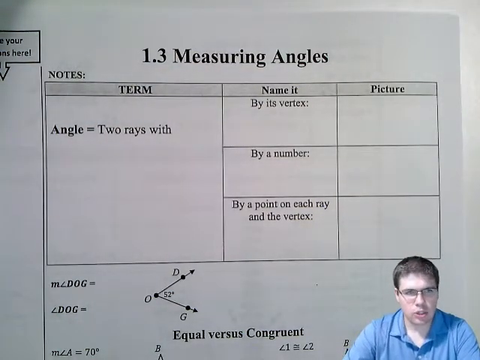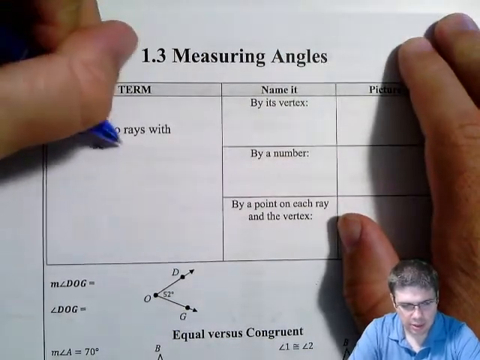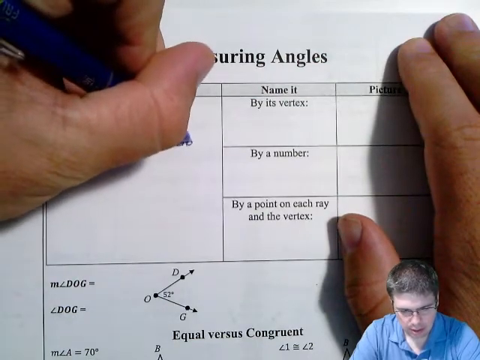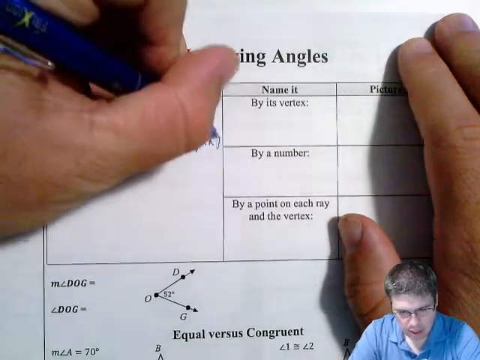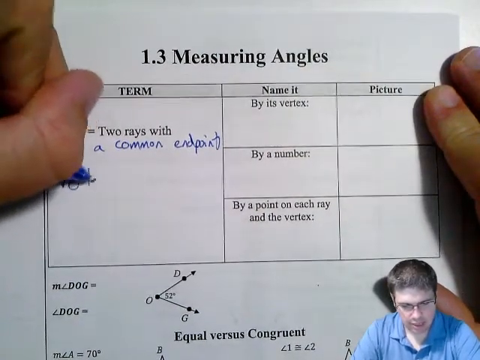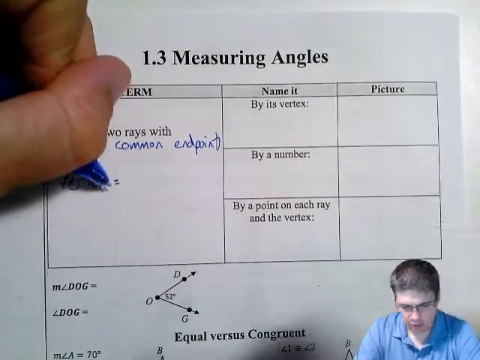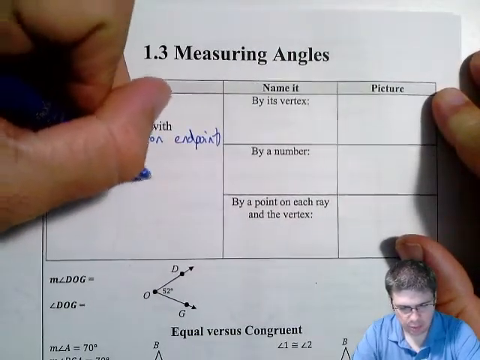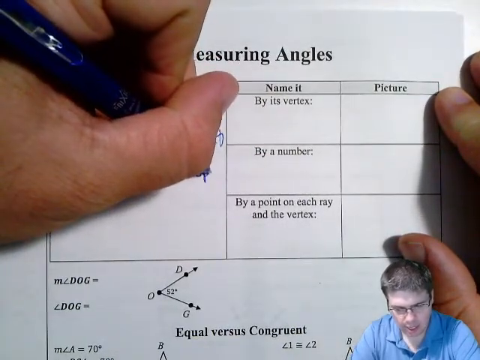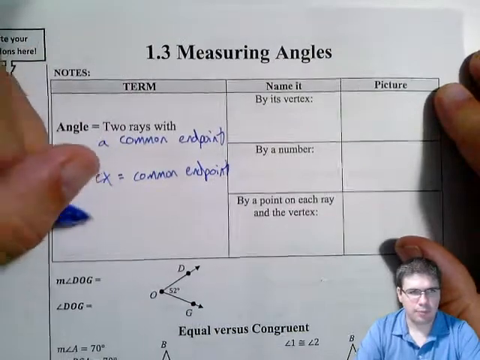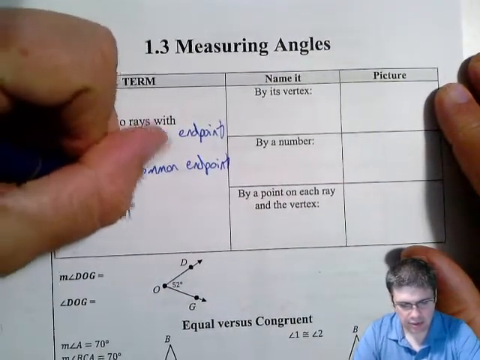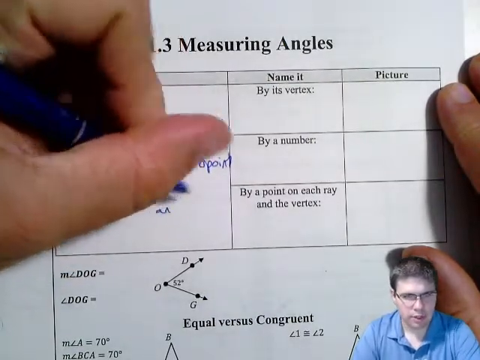An angle is two rays with a common endpoint. We call that endpoint the vertex. So the vertex of an angle is basically the corner. It is that common endpoint. And we call the two rays the sides of the angle. So the sides of the angle are the rays.